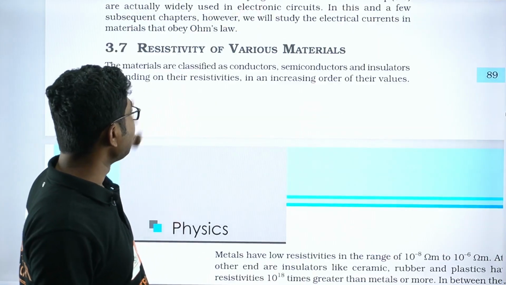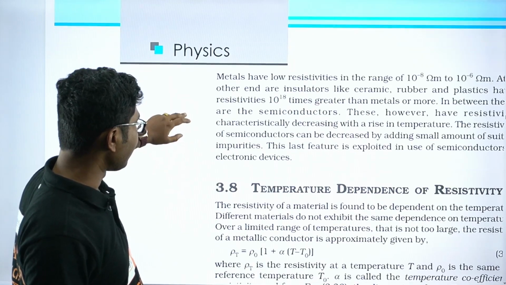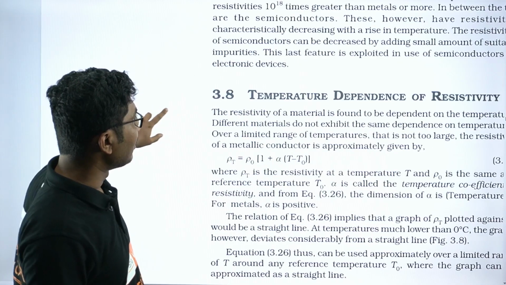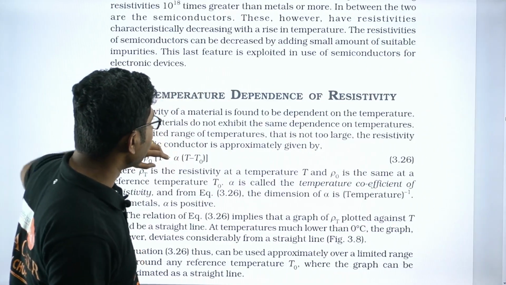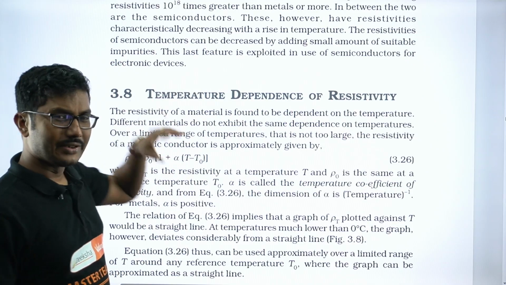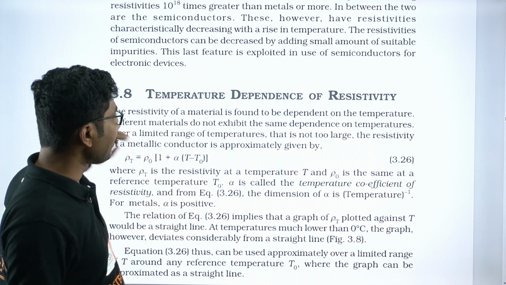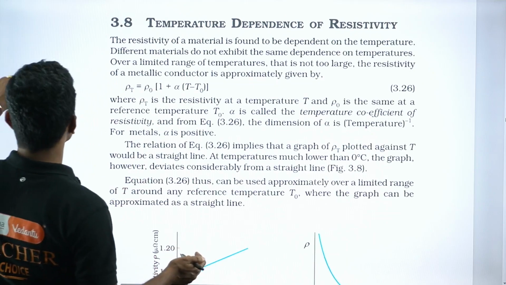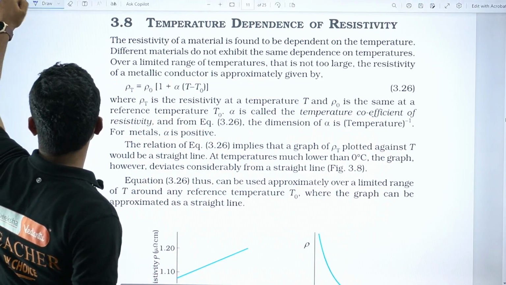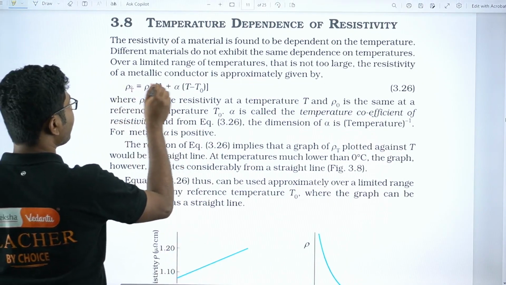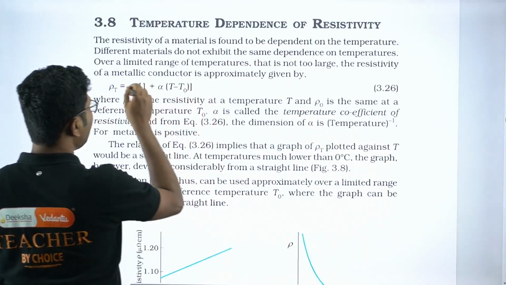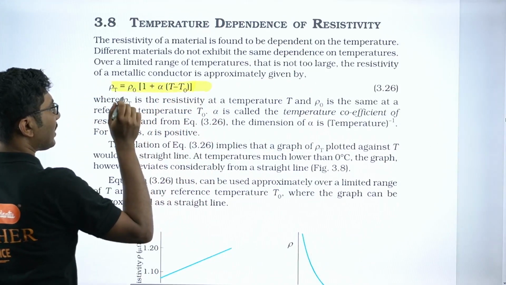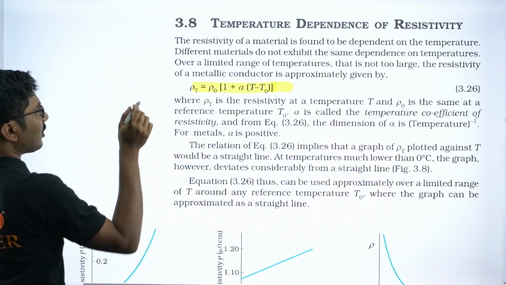Now, resistivity of various materials. They have given that different materials have different resistivity. That is fine, you can just read it once, it is not super important. Next, temperature dependence of resistivity. This is a formula that you have to study: rho T is equal to rho 0 times 1 plus this term.